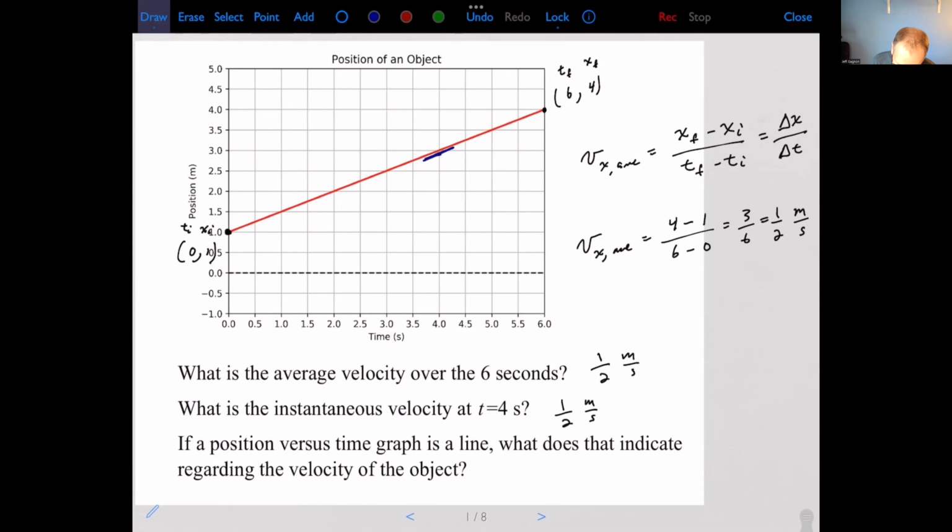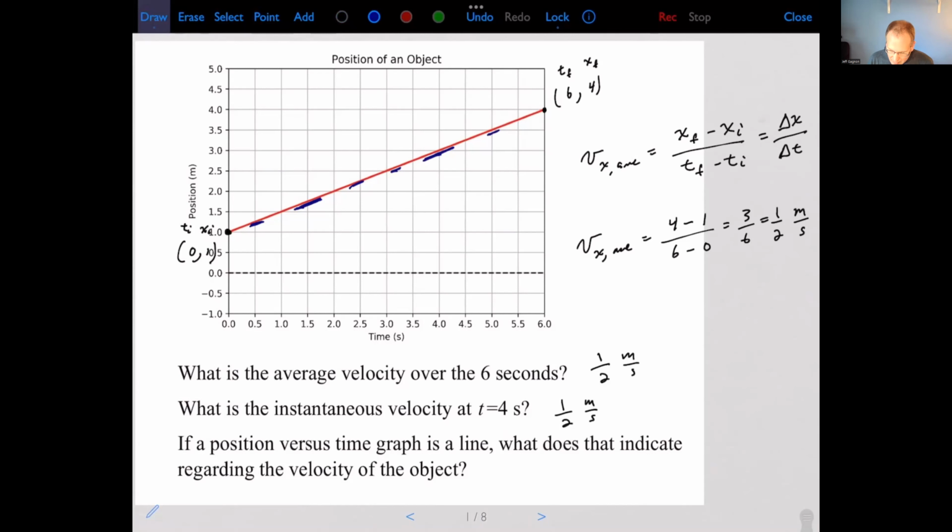And same thing at any other time, right? If I said, what is the instantaneous velocity at 1.5 seconds? I go to 1.5, I find the tangent line, and I find the slope of that tangent line. Well, that slope is the same, so again that would be 1/2 meters per second. Notice anywhere on this line, at any time, we have exactly the same slope.